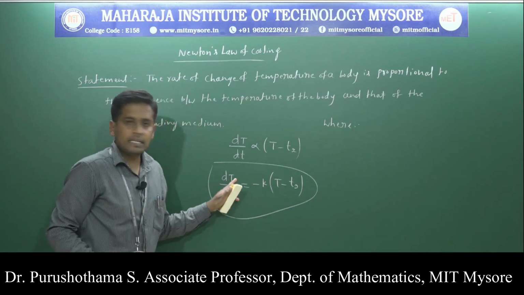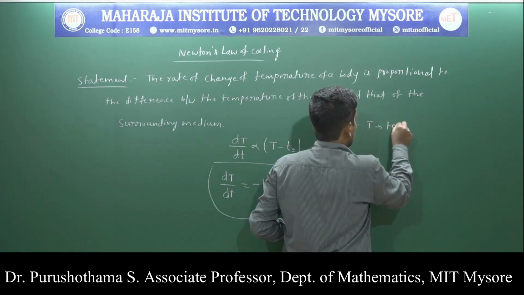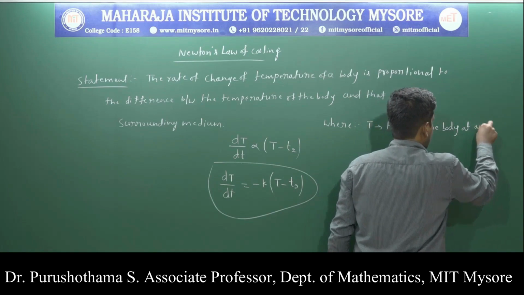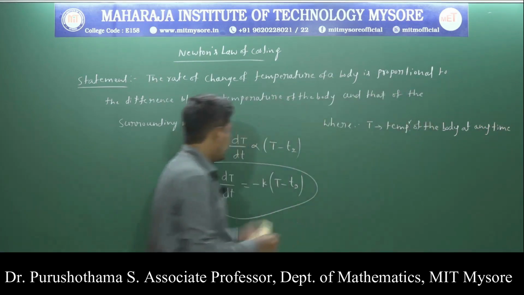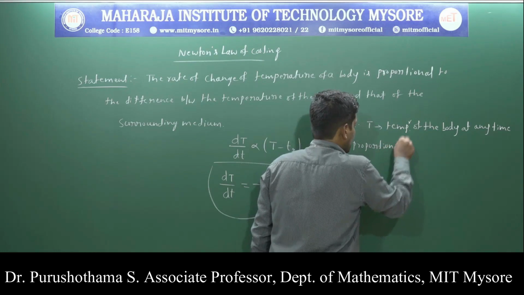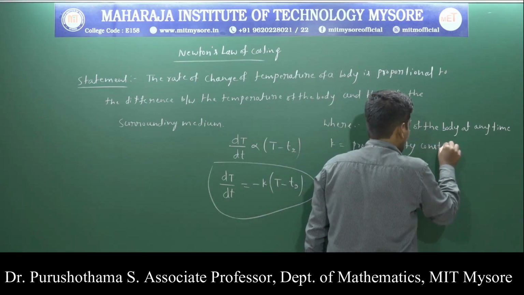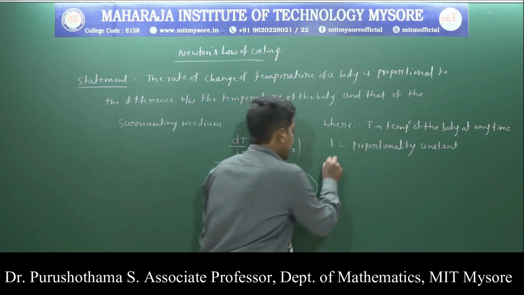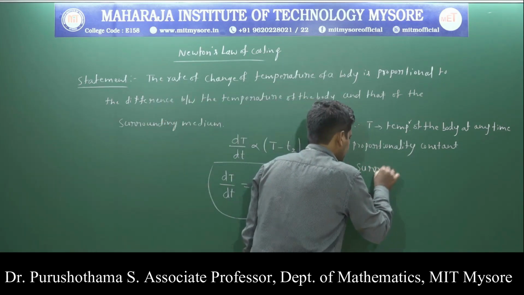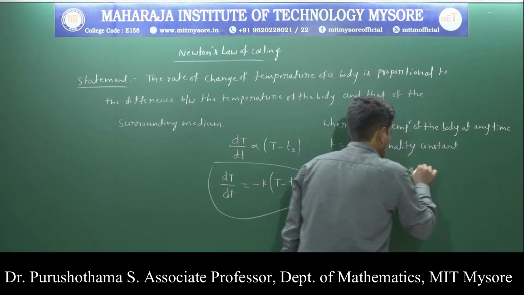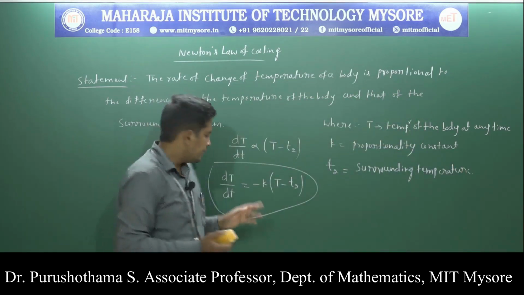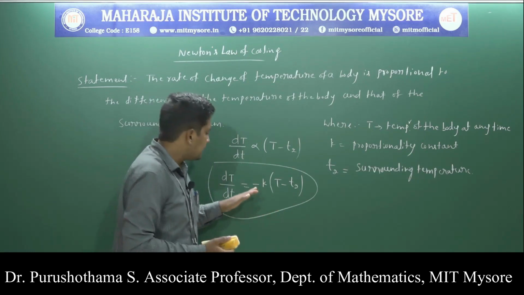In this expression, capital T denotes the temperature of the body at any time. K is the proportionality constant. T2 is the surrounding temperature or air temperature. Here the negative sign indicates cooling of the body with increase of time.